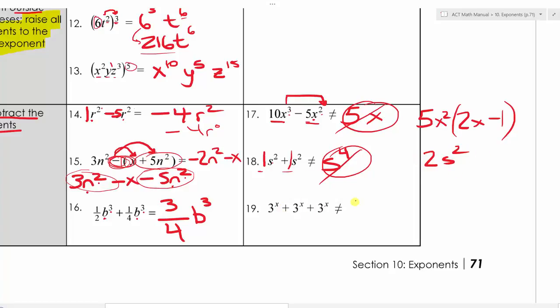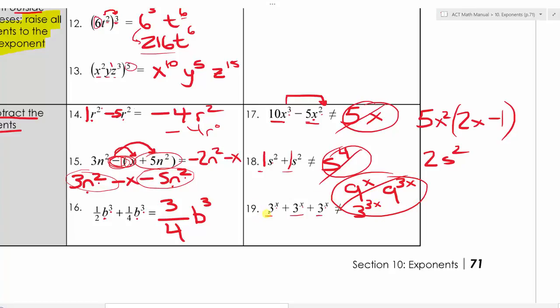Down here, there are a couple things we have to make sure we don't do. We have to make sure we don't do 9 to the x. In other words, we do not add the bases. We have to make sure we don't do something like 3 to the 3x. In other words, we don't add the exponents. Remember, we only add exponents when we are multiplying terms. And I guess we also have to make sure we don't do 9 to the 3x. So none of those are correct.